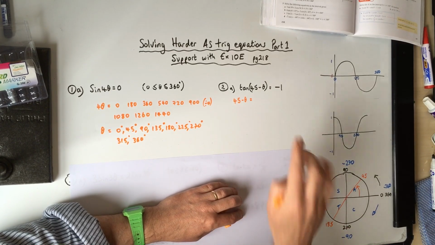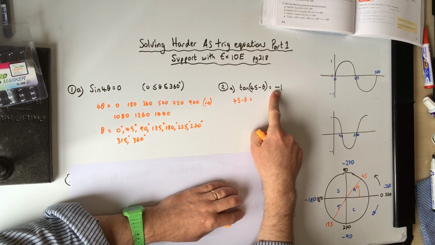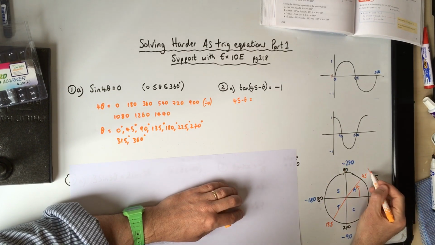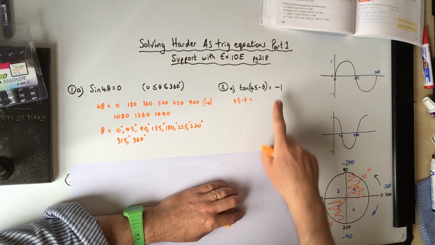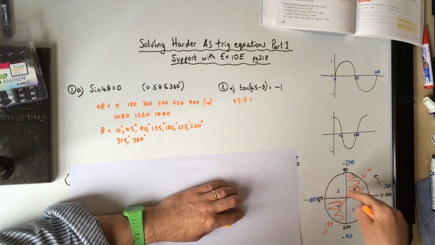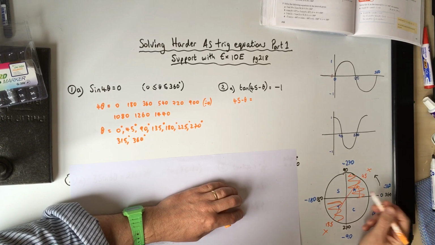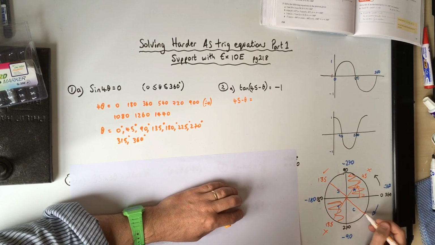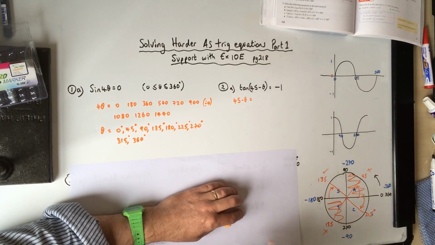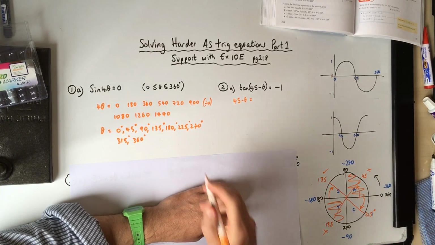But we don't want those two values because this is minus 1. We don't want values in these regions here. We want it in the negative regions for tan. So we only want values in these two regions here. So we want 135 degrees, and 315 degrees. That's turning back 45 and turning back 45 into sine and cos. So those are the ones that we want in these two regions where tan is negative. Okay, so let's put those ones in.